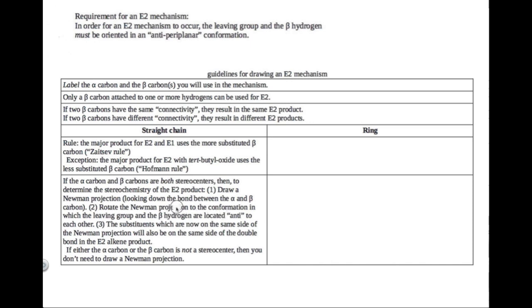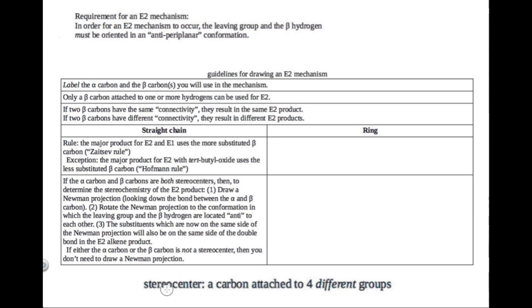Remember that you don't always have to use this guideline. We only have to use this guideline for a straight chain when the alpha and the beta carbons are both stereocenters. If the alpha carbon is not a stereocenter, or if the beta carbon is not a stereocenter, or if neither the alpha carbon nor the beta carbon is a stereocenter, then you don't need this Newman projection approach.